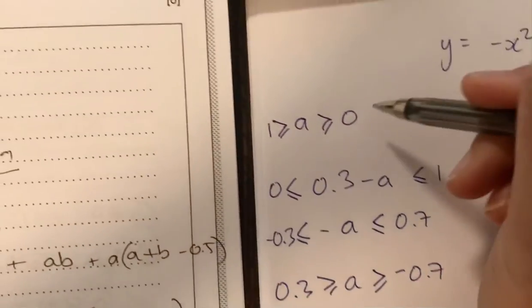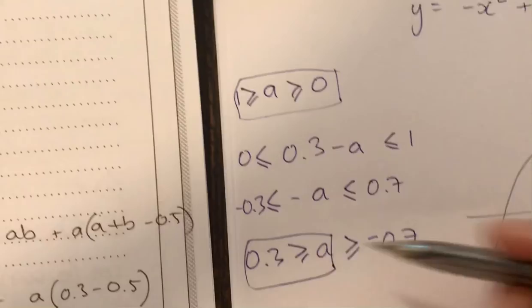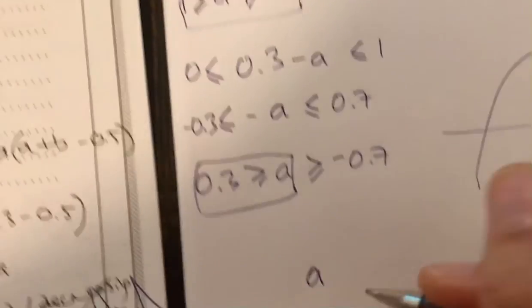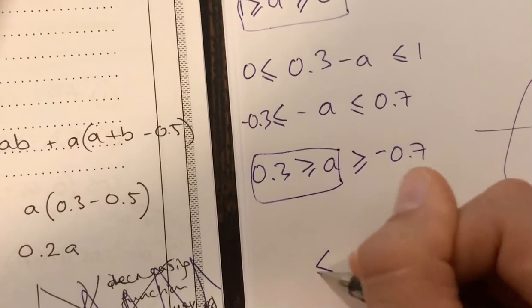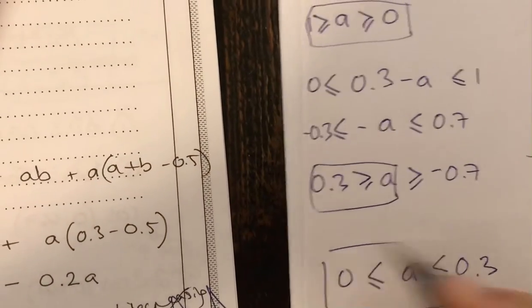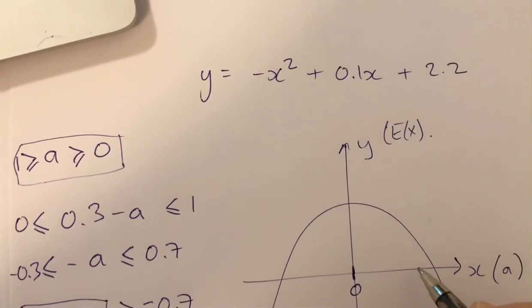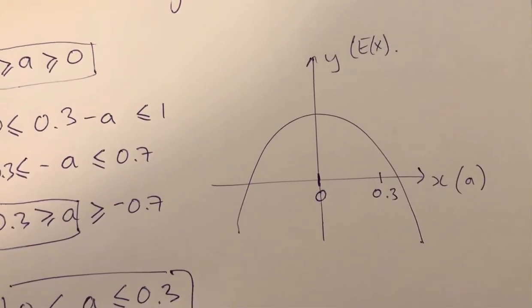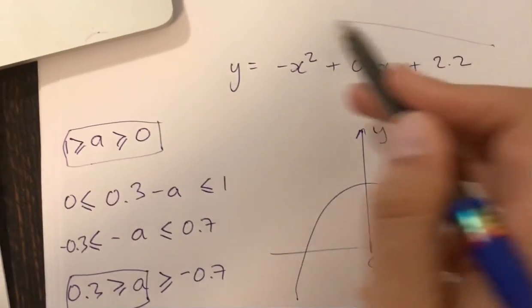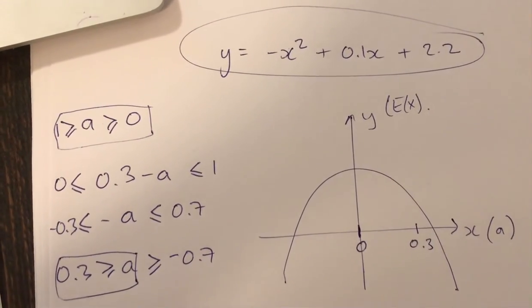So these combined, I know that a is less than 1, it's bigger than 0, it's also less than 0.3. I get this domain for a, which is that a has to be less than 0.3 but bigger than 0. So this is my final domain. So when I look at the graph, I really only want to look between 0 and 0.3. Now I'll put this into my calculator and have a look at what it actually looks like.